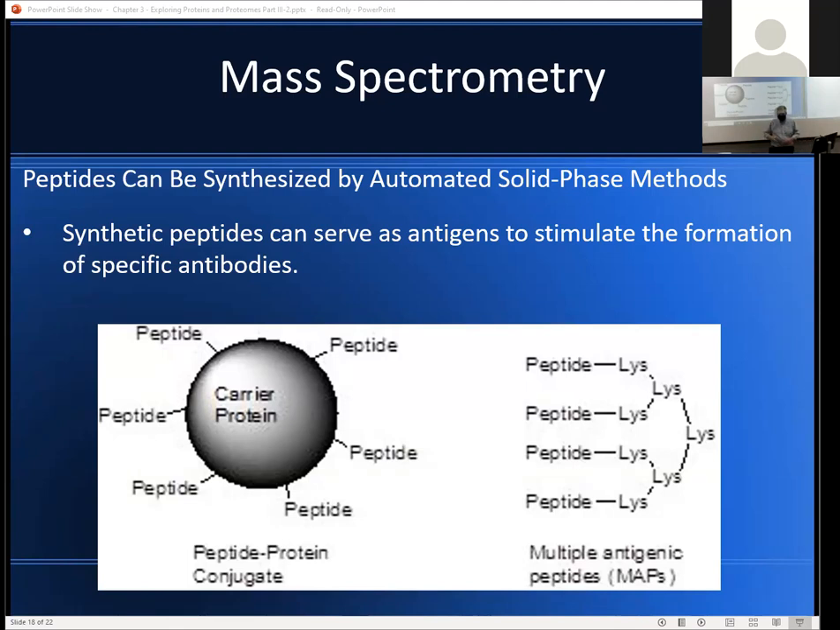Two ways to increase the antigenicity are by linking it to a carrier protein, such as KLH, or making a multiple antigenic peptide. So we can take a polylysine loop and then conjugate the peptide to the polylysine loop. Again, this is going to increase the size. We're going to have a higher molecular weight vaccine antigen, and that's going to increase the immunogenicity.